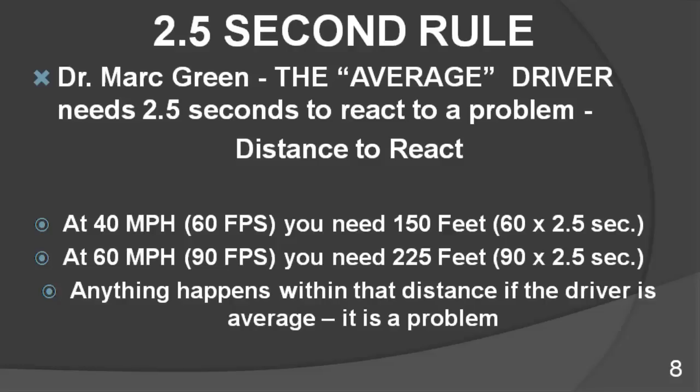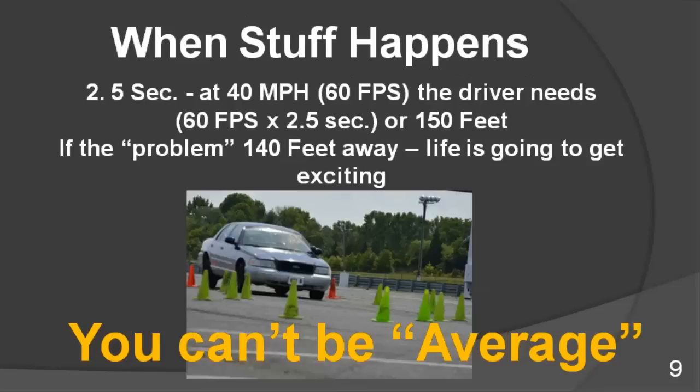If you were driving 40 miles an hour and an accident or an ambush scenario happened 140 feet away from you, without any training and being the average driver, you would not be able to avoid the incident when stuff happens. To repeat from the last slide, at 40 miles an hour, you're going 60 feet a second. You would need 150 feet, 60 times 2.5, to react to the problem. So, if there is a problem 140 feet away, life's going to get pretty exciting.